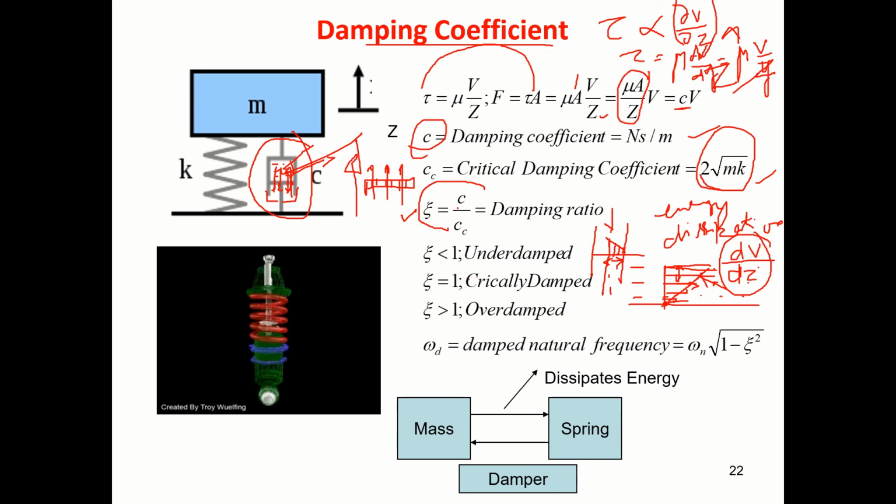If zeta is less than 1, what does it mean? C is less than Cc. That is an underdamped system. Correct? If C is equal to 0, then no damping, undamped. C is less than Cc, it is underdamped. C equal to Cc, then it is critically damped. C is greater than Cc, then it is overdamped. Correct?